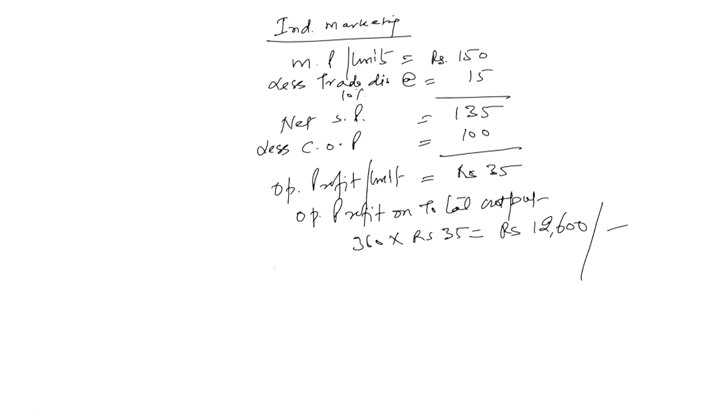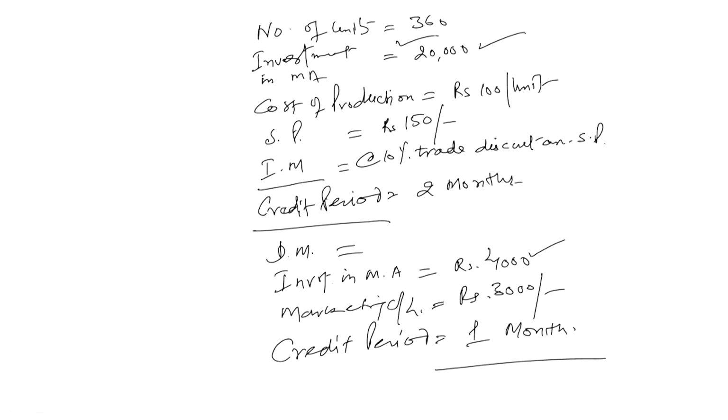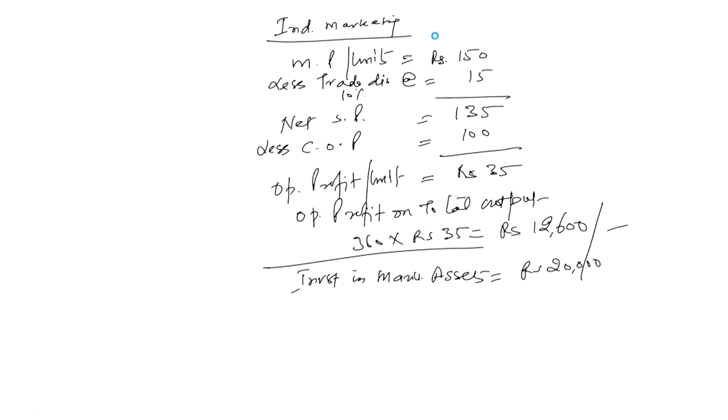Now we go to the other side of the story, how much investment is required to be made in this channel of distribution. If you want to count the investment, here it is investment in the manufacturing assets. Investment in the manufacturing assets is rupees 20,000. We have to make this investment of 20,000 in the manufacturing assets. That is going to remain the same in both the channels, direct or indirect.